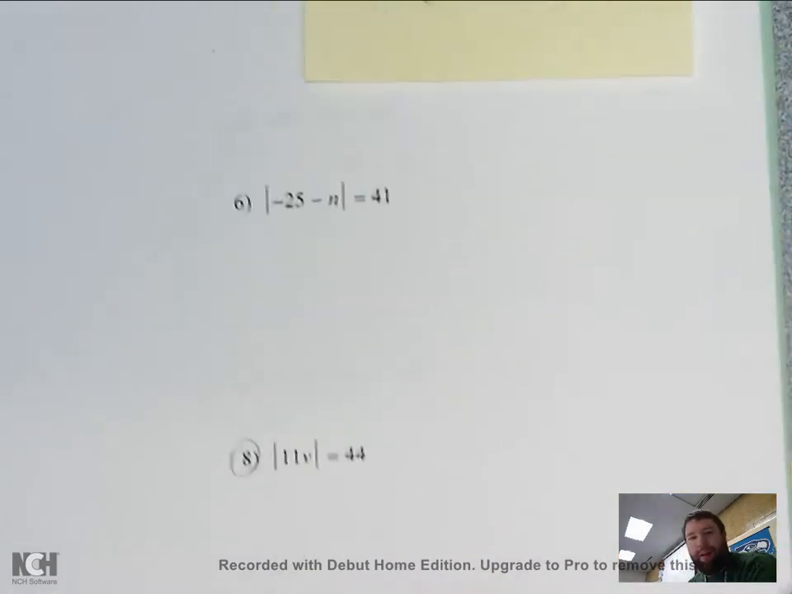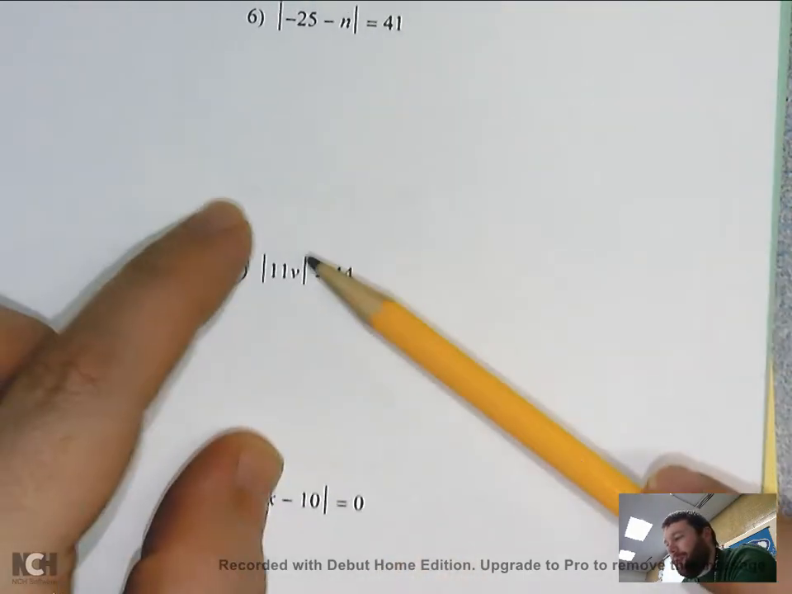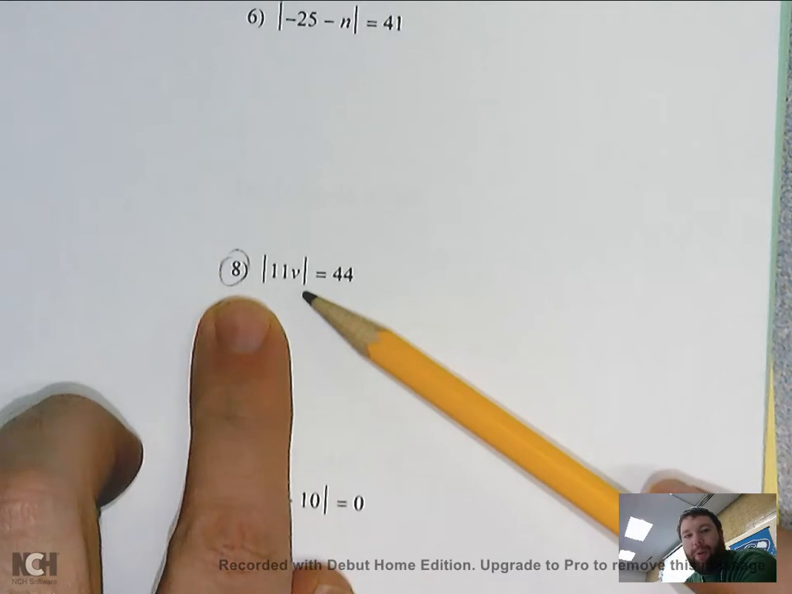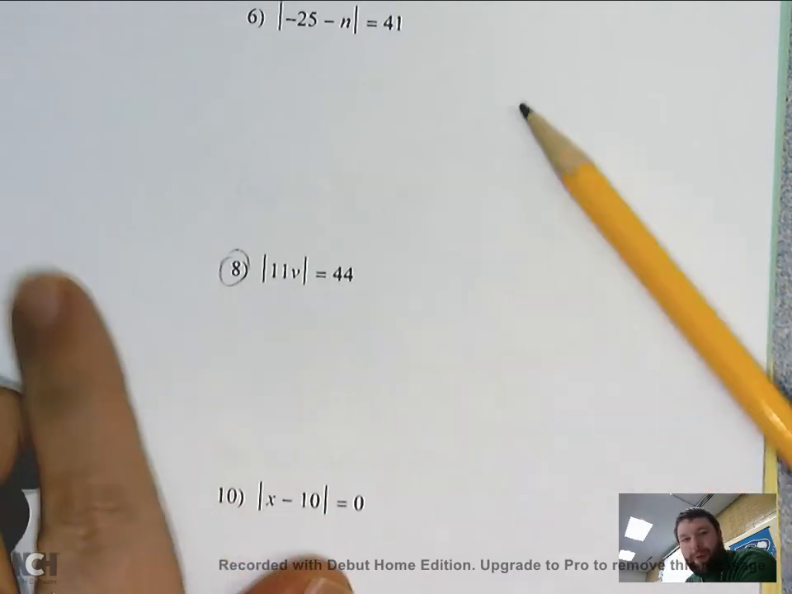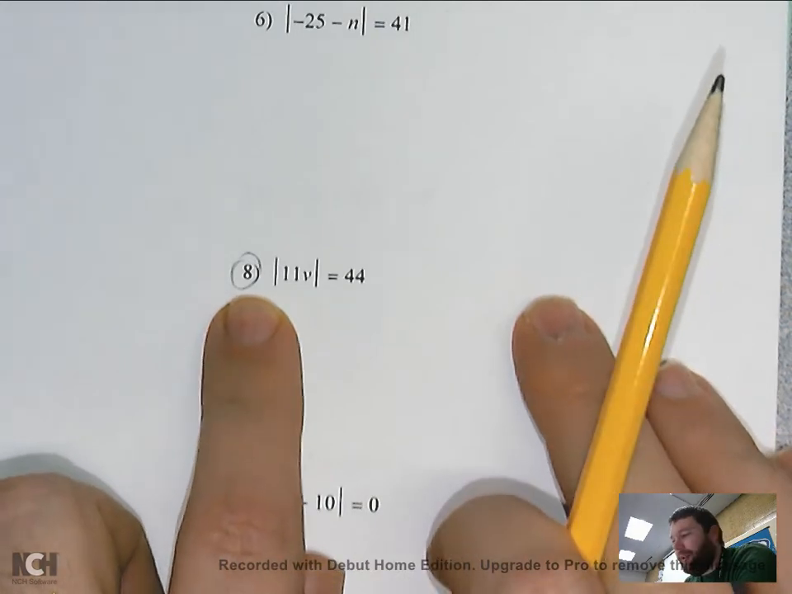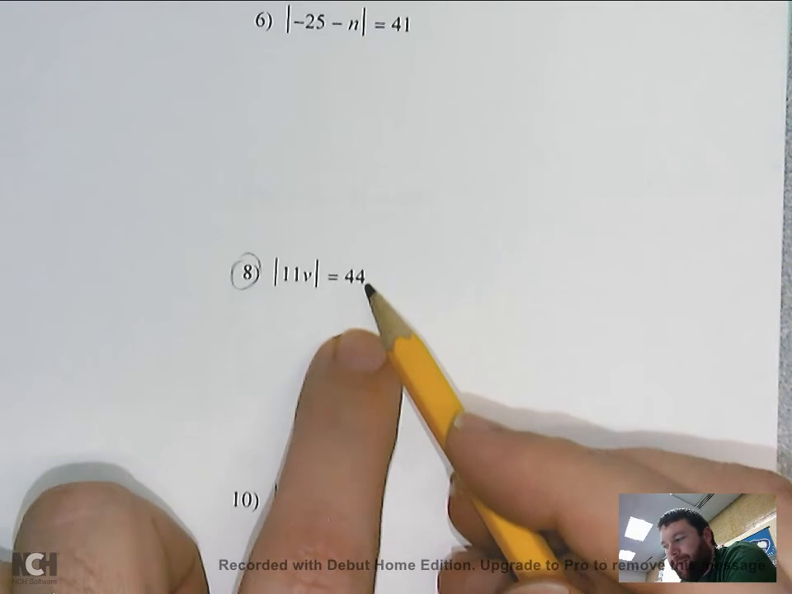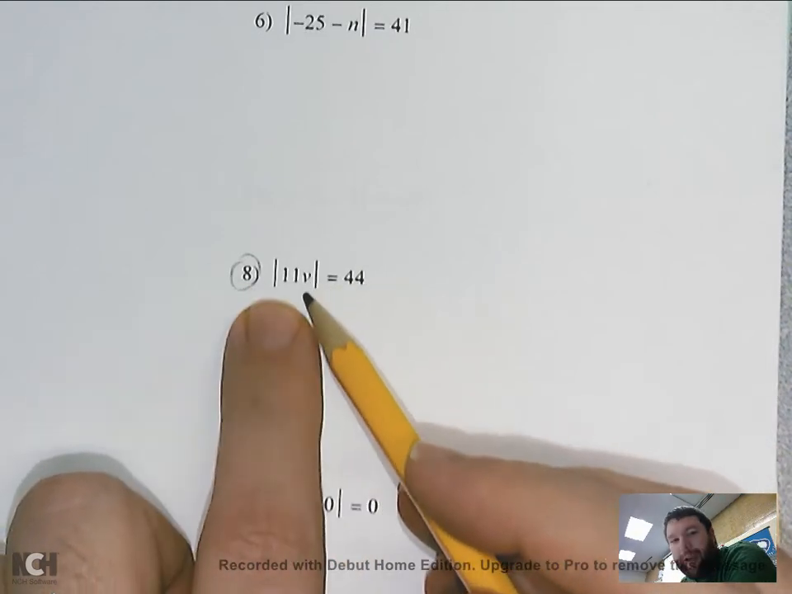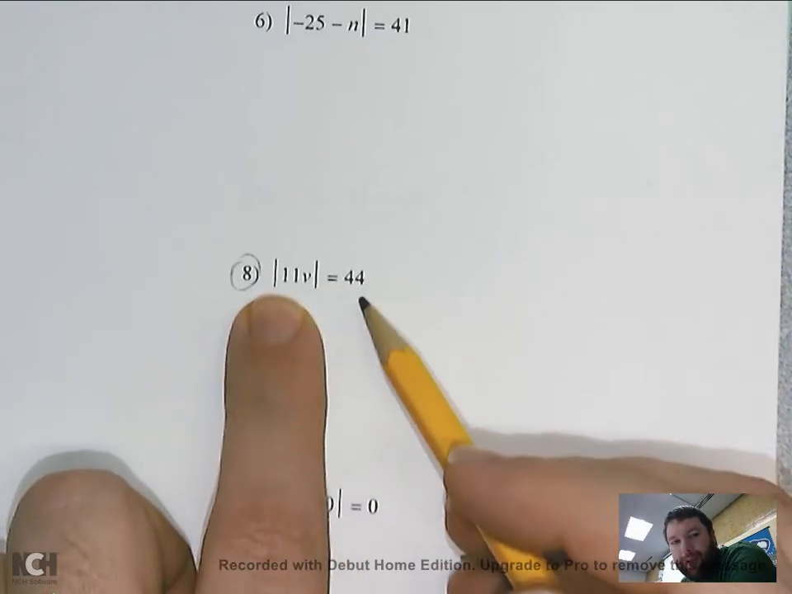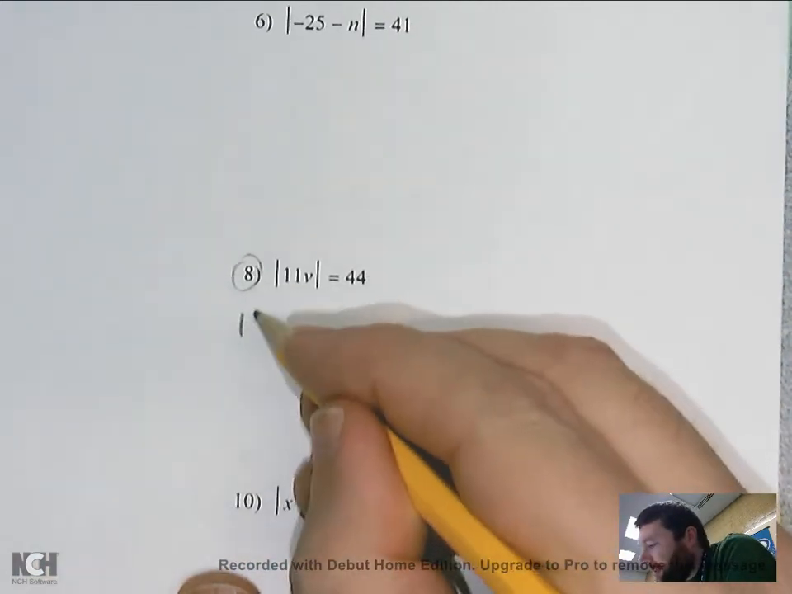So let's start here. We're going to look at number 8 on our worksheets. Again, this absolute value is already by itself. So our first thing we're going to do, since we don't need to move anything away from it, is to split this into two different equations. Since this is the absolute value of 11v equals 44, inside this absolute value, 11v could equal either a positive 44 or it could equal a negative 44. So we've got to split it into two.